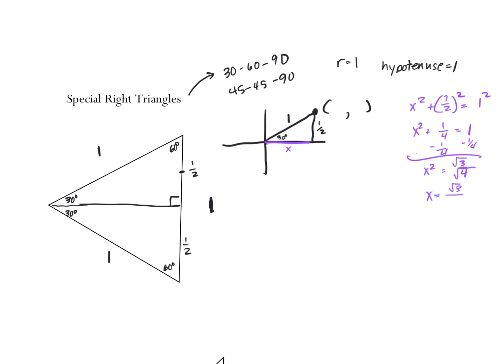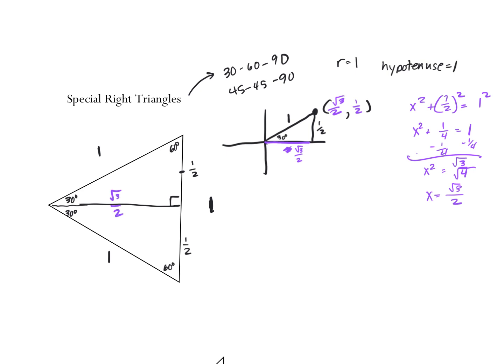I'm going to leave the square root of 3 as the square root of 3, and then I know that the square root of 4 is 2. So for the coordinates when this is 30 degrees, I now figured out that this distance is square root 3 over 2, which makes my x coordinate square root 3 over 2, and my y coordinate 1/2.